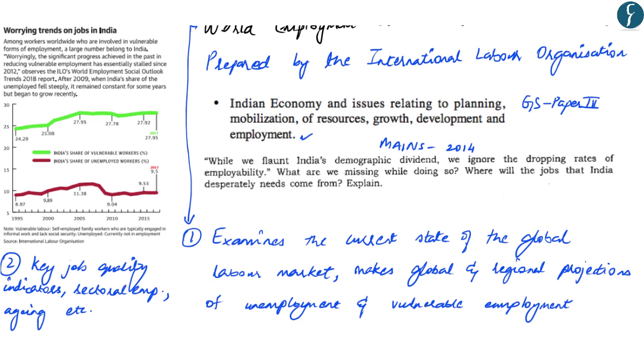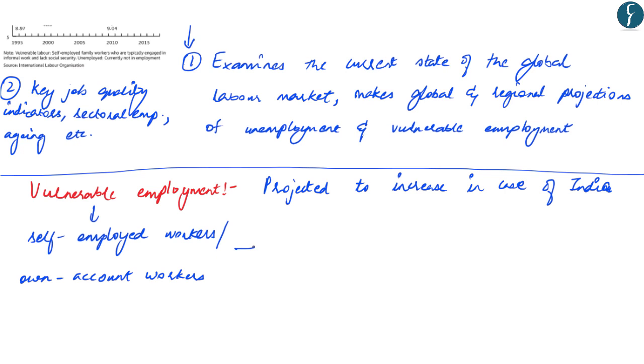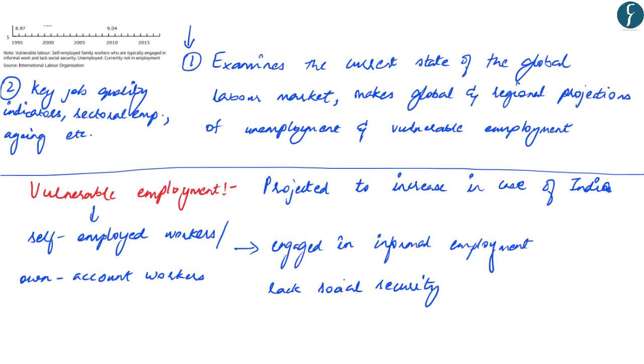Now let's understand the meaning of this term vulnerable employment. So as you can see from this graphic here, this green line indicates India's share of vulnerable workers, and it is showing a slightly upward trend. It means that the share of vulnerable workers will increase in India. So this vulnerable employment or vulnerable workers basically includes the self-employed workers or the own account workers. And these workers are typically engaged in the informal sectors of employment, and usually these workers also lack social security, and it is expected that the share of these vulnerable workers is likely to increase in India, which is not good for the labor market of the country.